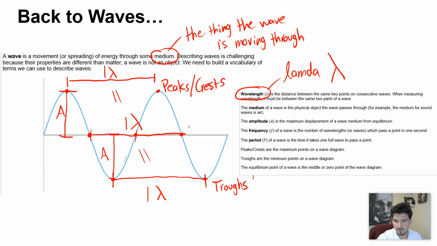You may also hear them referred to as valleys. So you've got your peaks and crests at the top. You've got your troughs or valleys at the bottom. And then again, that middle point is what we call the equilibrium point. Okay, so those are the vocab words that we're going to be using to describe the waves.